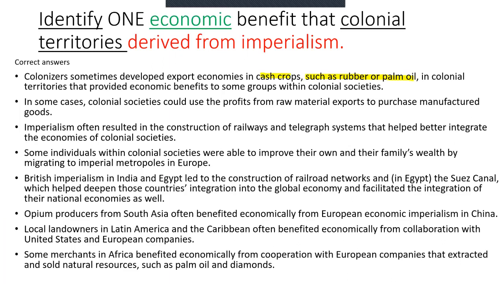At this point, a reader is like, okay, they know something specific. Can they connect it? Yes, right? If it just said colonizers sometimes developed crops that some groups benefited from, that's not going to get you there, right? Because there's another vocabulary word there: in some cases, colonial societies could use the profits from raw material exports to purchase manufactured goods.